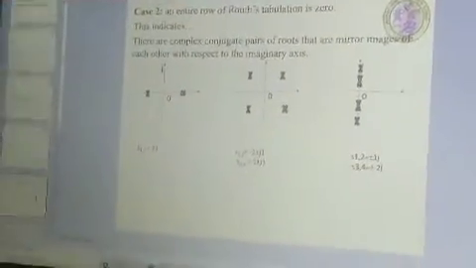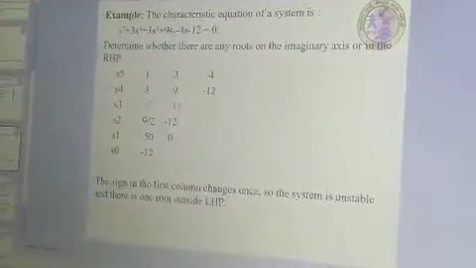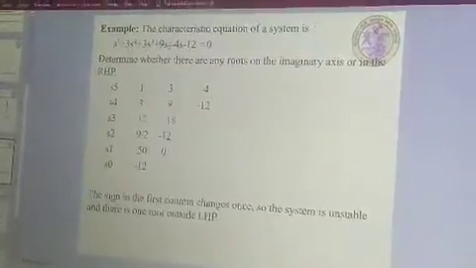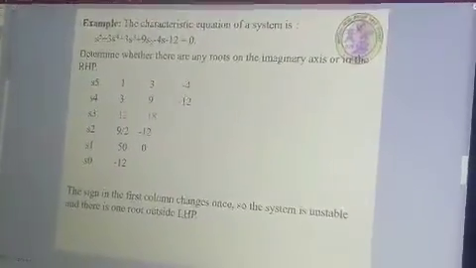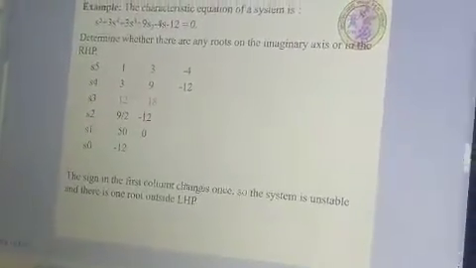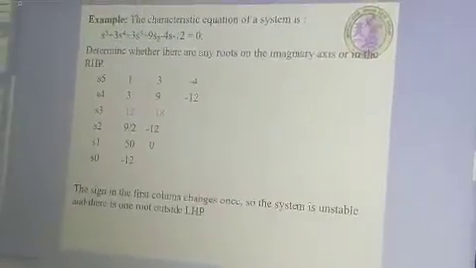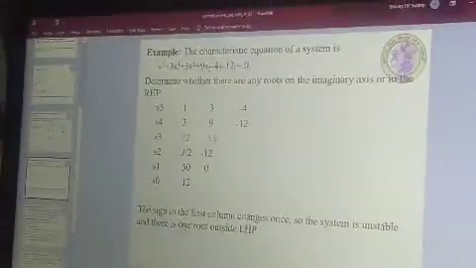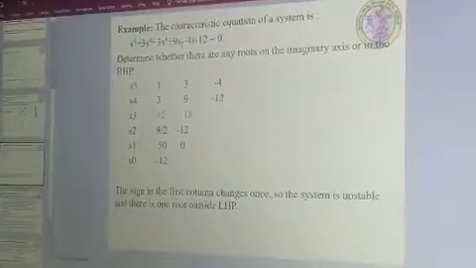Next, you see here, the characteristic equation of a system is given as s to the power of 5 plus 3s to the power of 4 plus 3s cube plus 9s square minus 4s minus 12 is equal to 0. By observing this equation, all characteristic equation signs must be positive. You see, minus 4 and minus 12 are negative. So observing this, your system is unstable.